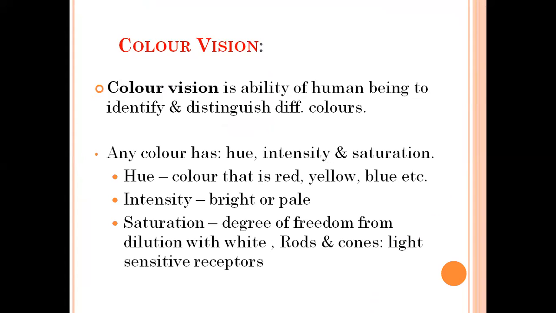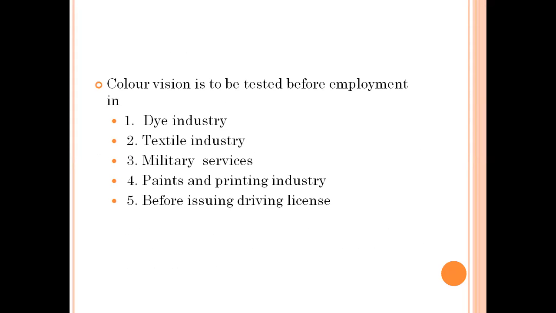Color vision is the ability of the human eye to identify and distinguish different colors. That is called color vision. Any color has three characteristics. One is hue, that is the specific color; intensity, that can be bright or pale or faint; then saturation, that is the degree of freedom from dilution with white. These are the three characteristics of every color. Rods and cones are the sensitive receptors for vision, specifically cones for color vision, and rods for black and white vision.